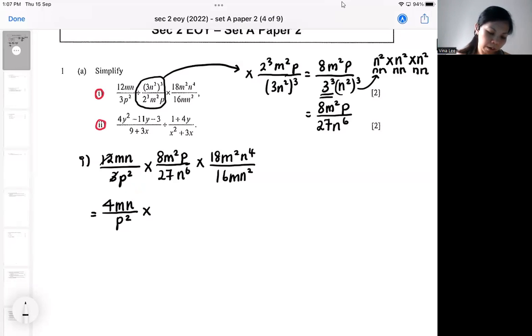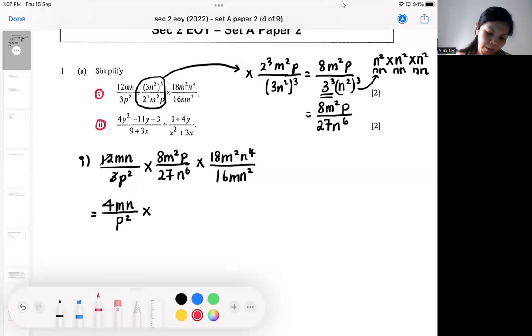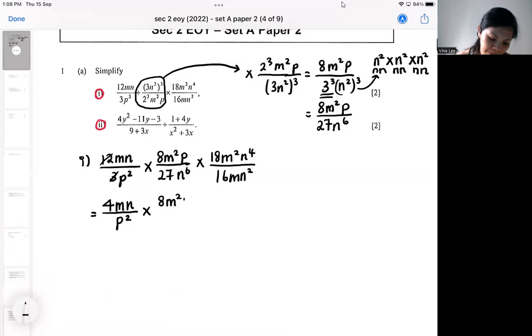So then I look at the second fraction. Okay, the second fraction doesn't look like there's anything that I can cancel. Okay, the numbers cannot be simplified. And m and n at the bottom cannot be cancelled. So there's nothing to cancel.